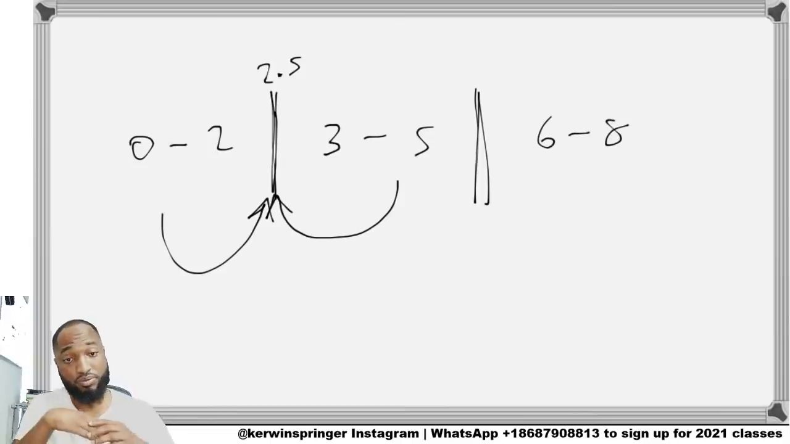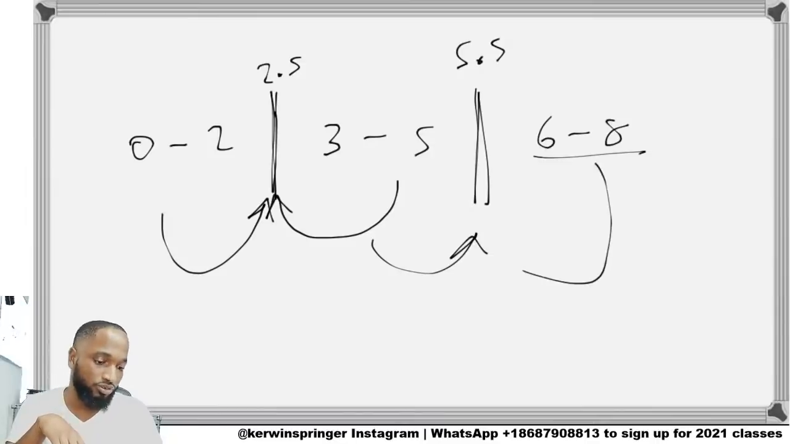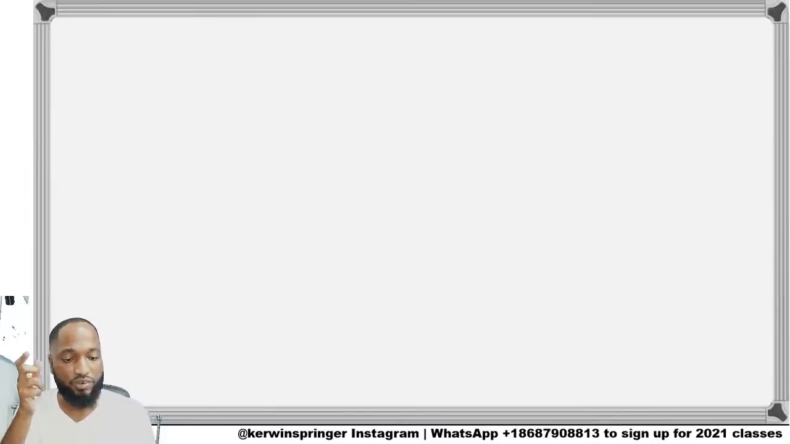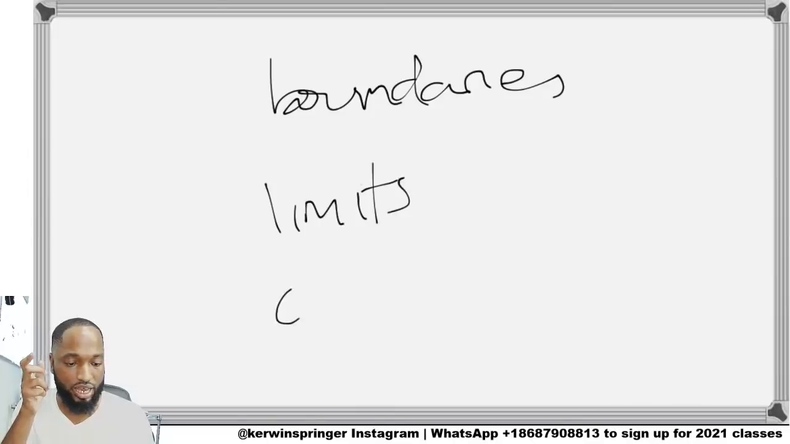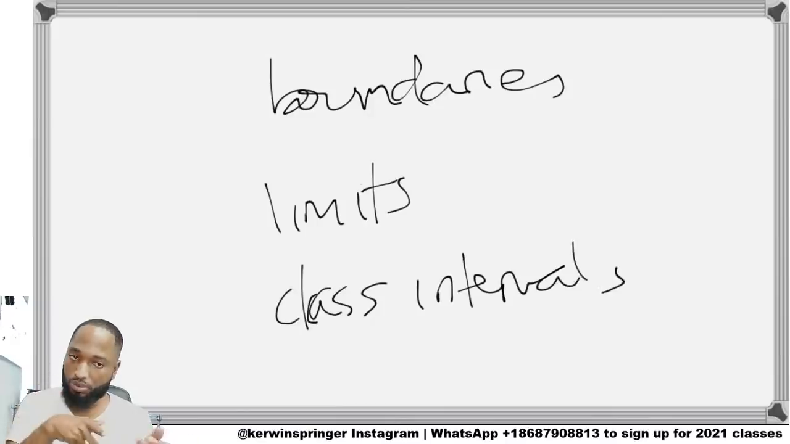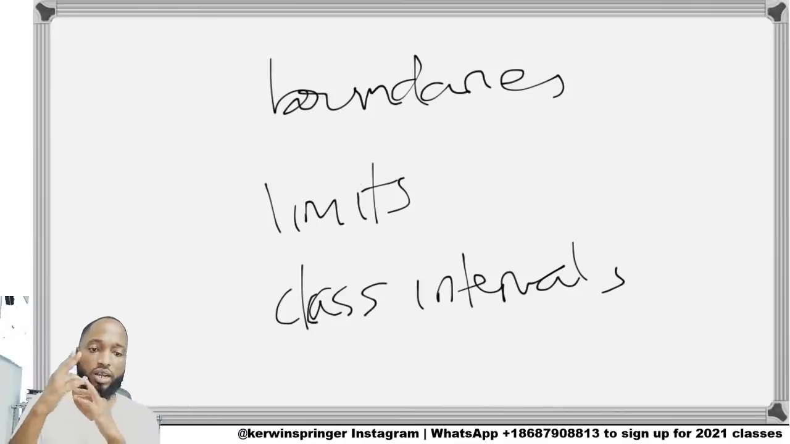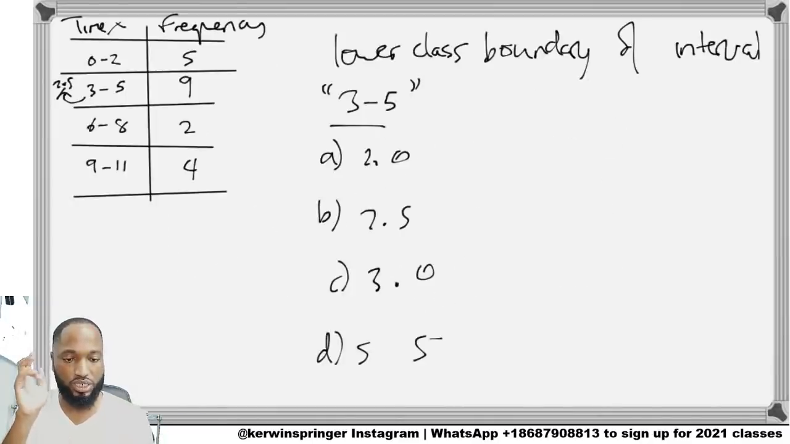So the upper class boundary for this would be 5.5, and the lower class boundary for the next one will also be 5.5. So you should know the difference between boundaries and limits, and you can look up my video on statistics if this is a problem for you. You should know class intervals and what that means. All those terminologies come in multiple choice. Where's the upper class limit? Where's the lower class limit? Where's the upper class boundary? Where's the lower class boundary? What is the class interval? What is the class width? Width, distance, right? The difference between the limits.